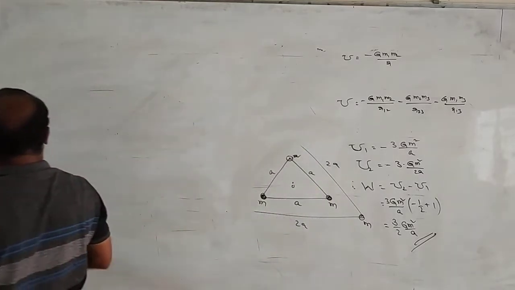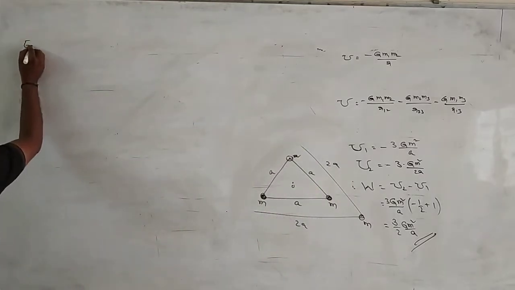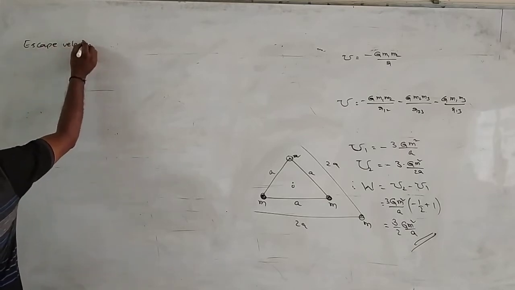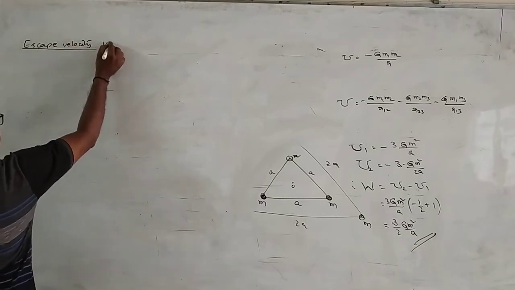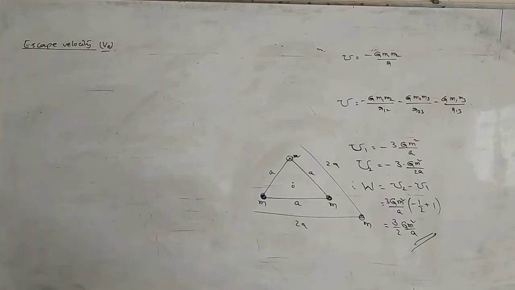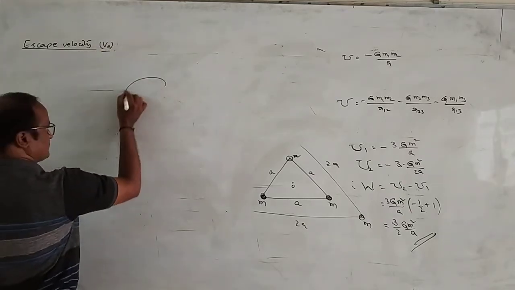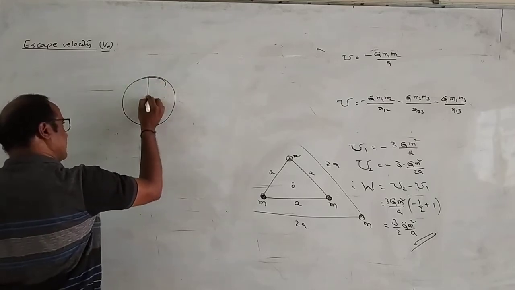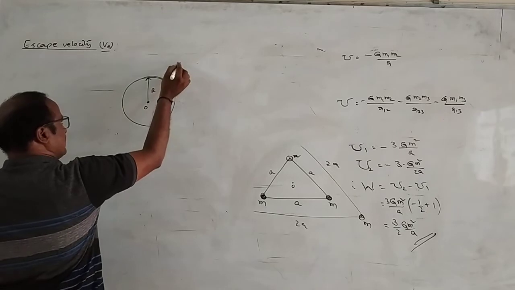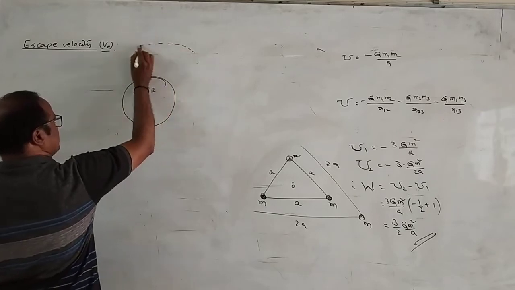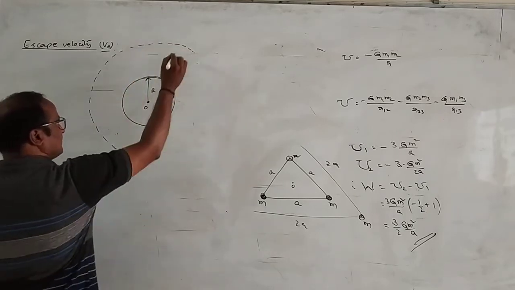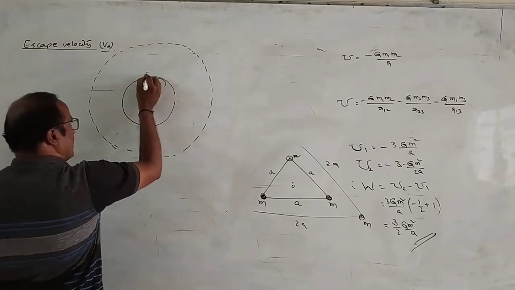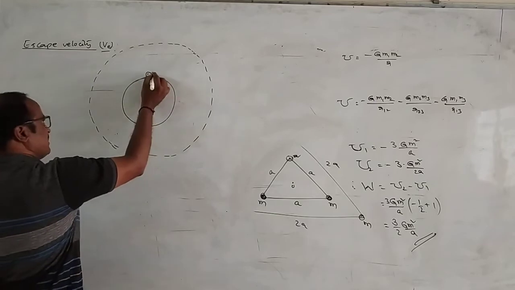So come on, tell me, what is escape velocity? It is represented by v. Suppose this is Earth, with center and radius capital R. Around this is the gravitational field around the Earth. Here, a body of mass small m is lying on the surface of Earth.